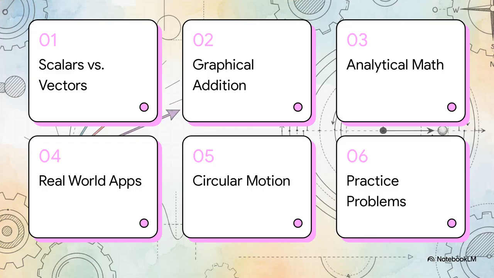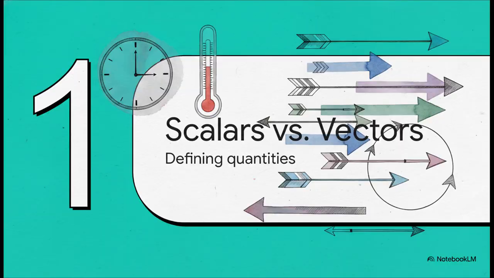So here's our roadmap for today. First, scalars versus vectors. Second, graphical vector addition. Third, analytical mathematics. Fourth, real-world applications. Fifth, uniform circular motion. And finally, some practice problems. Okay, Section 1, Scalars versus Vectors.